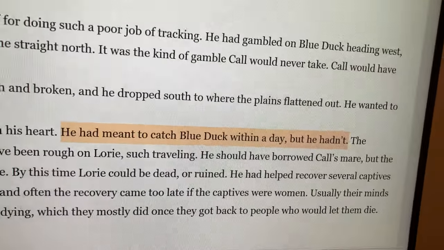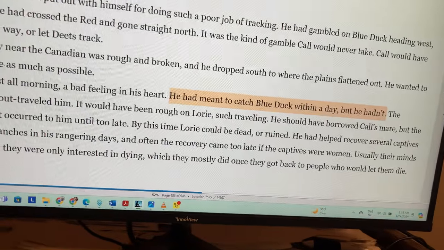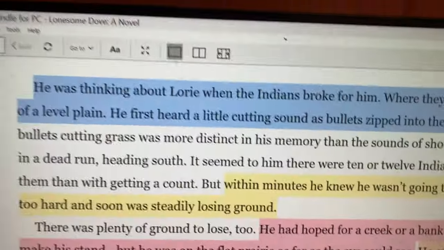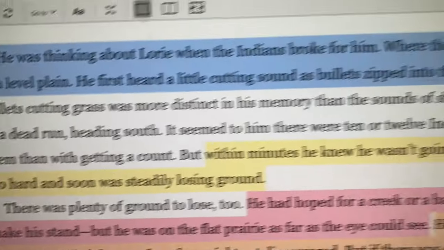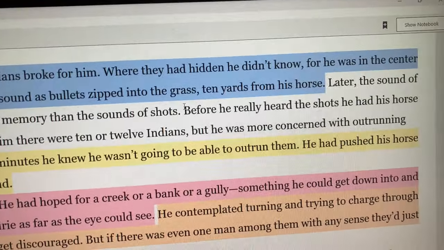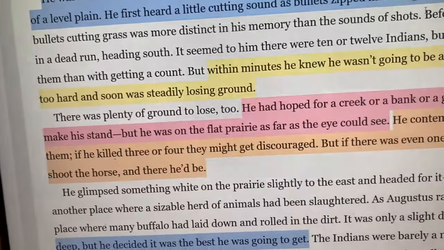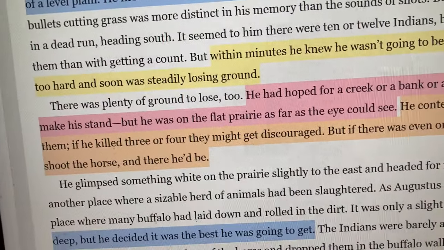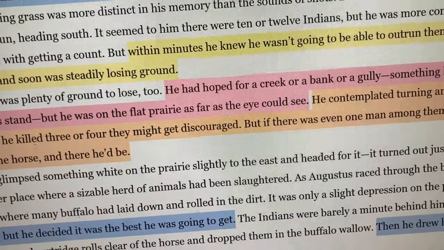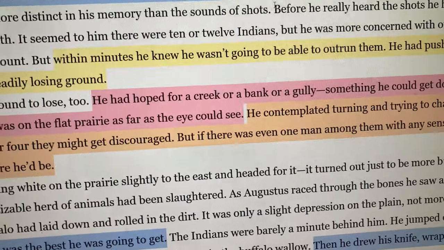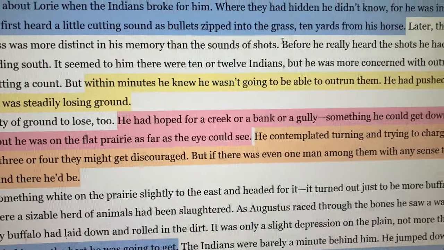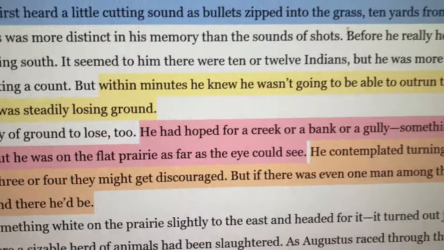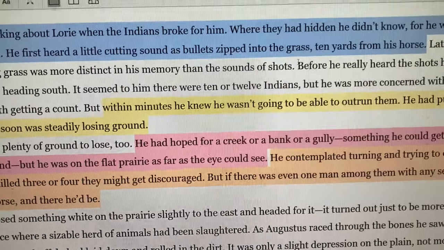Goal, catch Blue Duck. Conflict, a dozen Indians attacking. Disaster, he can't outrun them. Reaction, and dilemma, he's looking at his options. He can't find any place like a creek or a bank or a gully to make his stand.